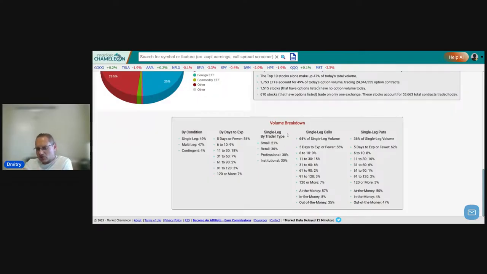So between trader type, it looks fairly closely distributed.